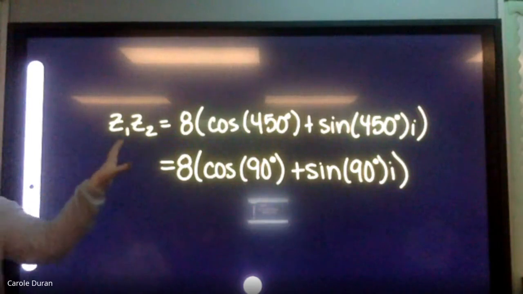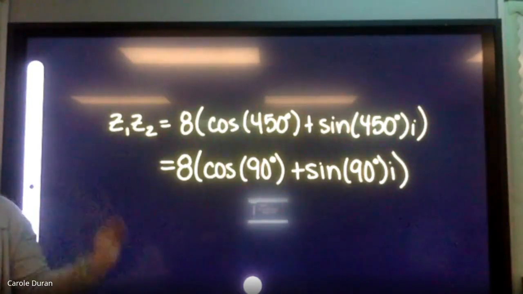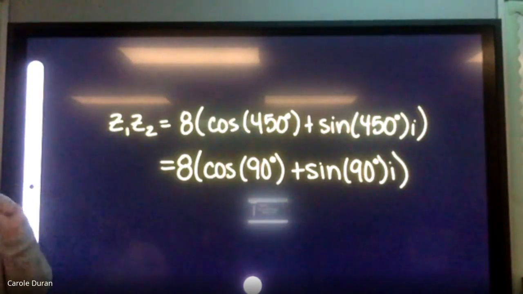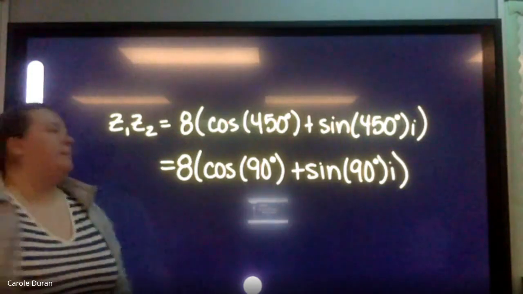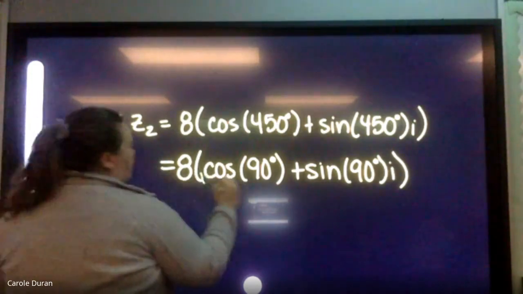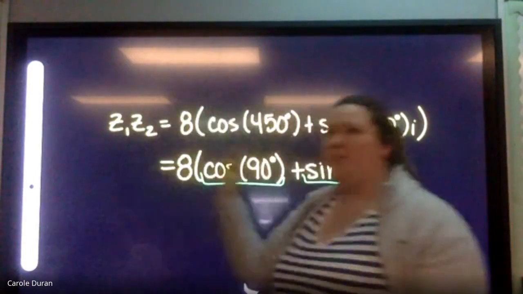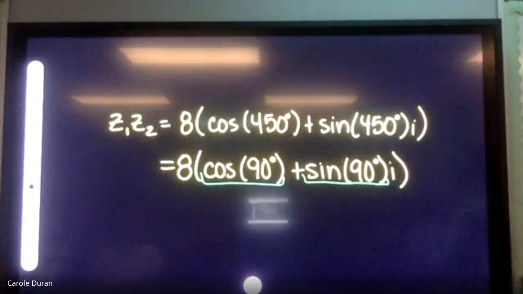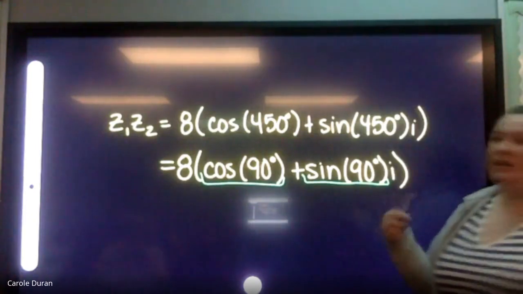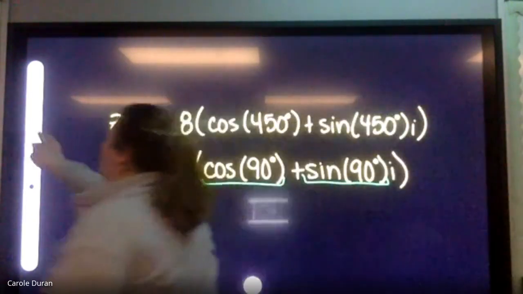I want to take this trigonometric form and turn it back into a complex number. Does anybody have an idea of how I'm going to do this? We're just going to use our calculator. So I'm going to figure out what cosine of 90 degrees is, and then I'm going to figure out what sine of 90 degrees is, and I'm going to multiply 8 into both of those values. If you're using your calculator, you're going to want to be in degree mode.